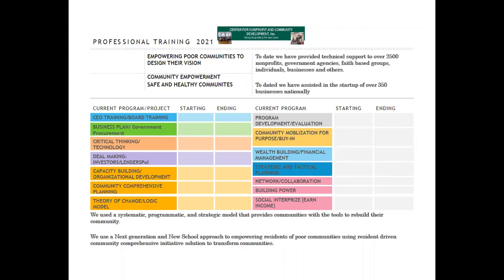The other thing we do, and this is very important, is training on deal making. That deal making has to do with how to work a deal with the investor, the lender, and the politician. And yeah, I see I made a mistake in the spelling. This should be politician.